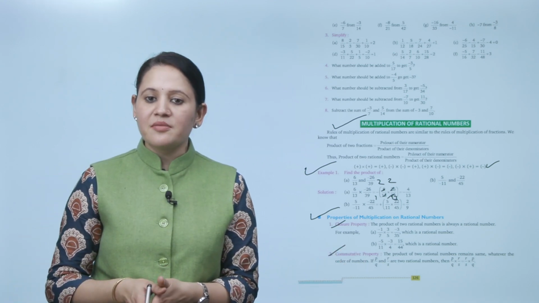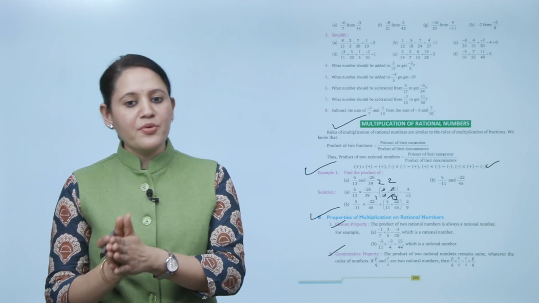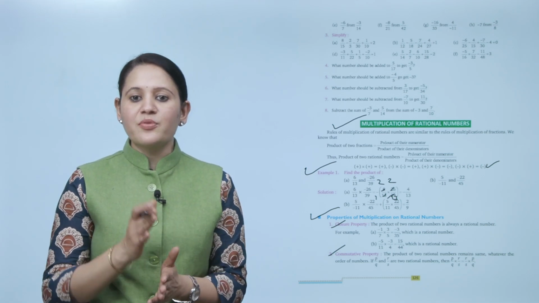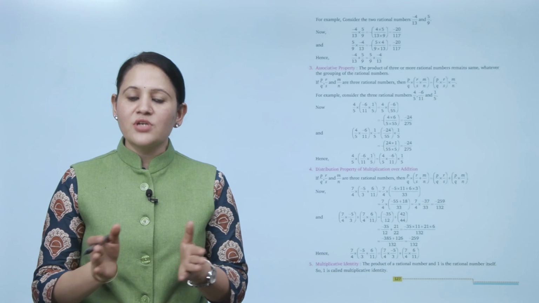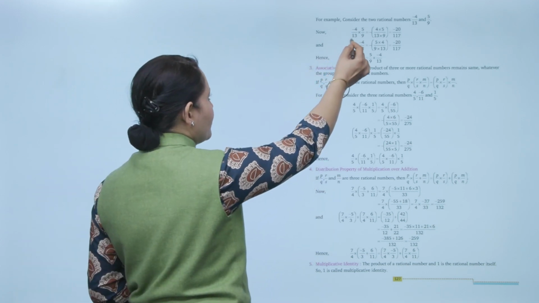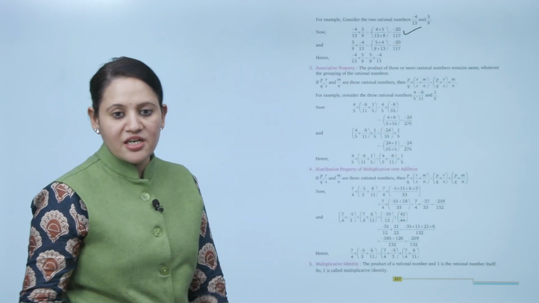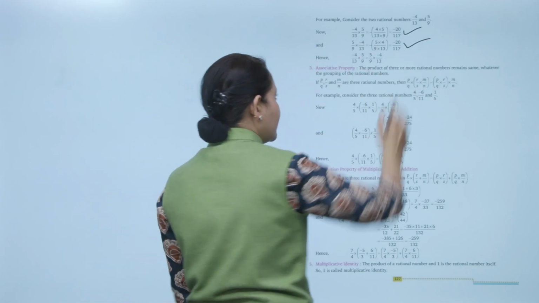The product of two rational numbers remains the same whatever the order of the numbers. If p by q and r upon s are two rational numbers, then p by q into r upon s is the same as r upon s into p by q. For example, consider two rational numbers minus 4 upon 13 and 5 by 9. First we multiply minus 4 upon 13 into 5 by 9. The product is minus 20 upon 117. Now change the order: 5 by 9 into minus 4 upon 13. Again the product is the same, that is minus 20 upon 117.